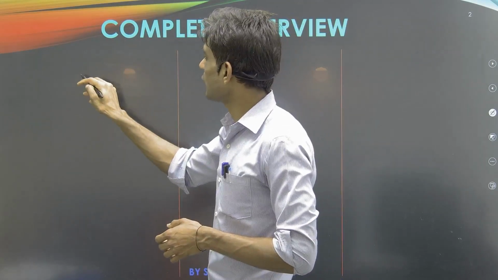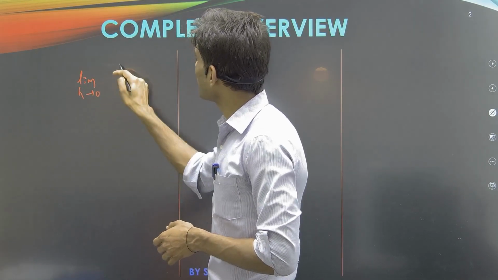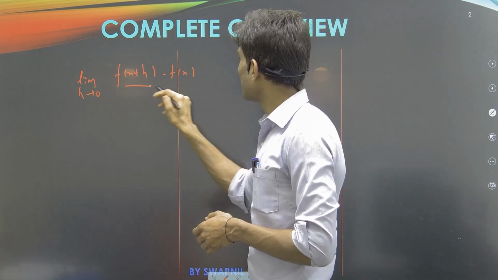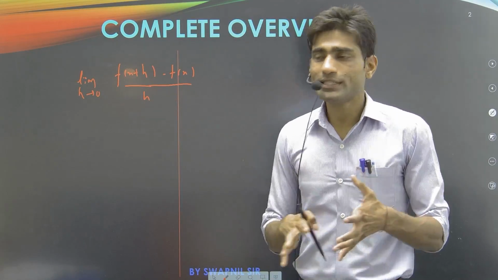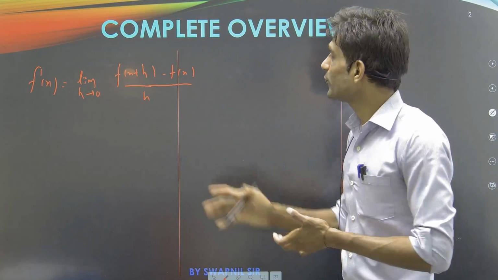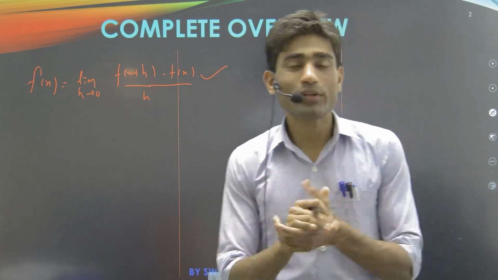Differentiation means the rate of change of a quantity. Rate of change in any quantity, we denote it as differentiation. Now the mathematical formula for differentiation says that the differentiation of any function is the limit as h tends to 0 of f of x plus h minus f of x upon h. This is the differentiation of any function. We define it as f dash of x. By using this formula, we find the differentiation of a function.